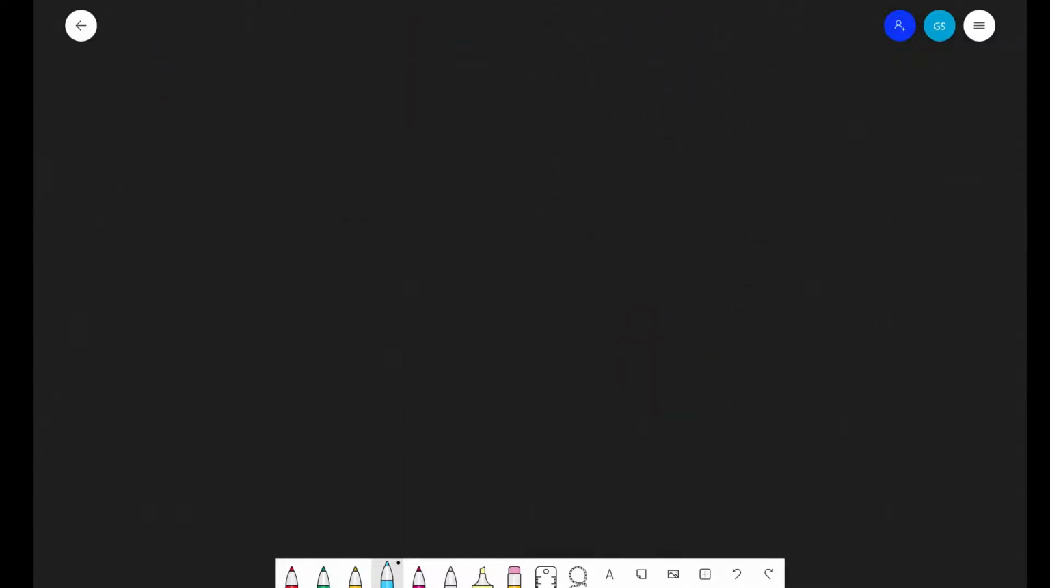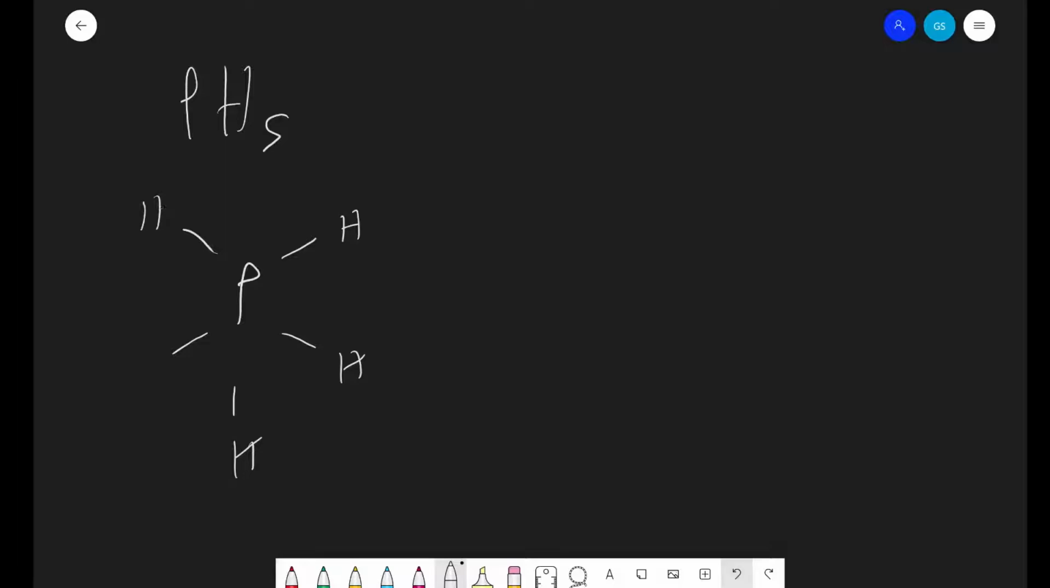Let's look at a more fun one. Expanded octet. Let's look at PH5. So the Lewis diagram for this would look like this. You have our hydrogens here, and I forgot to do it in pink again. I do it in a different color to help illustrate the point a little better.